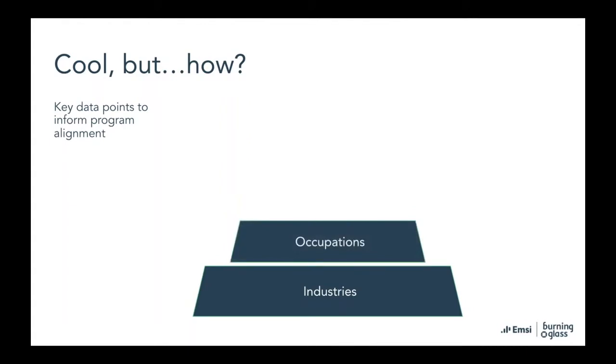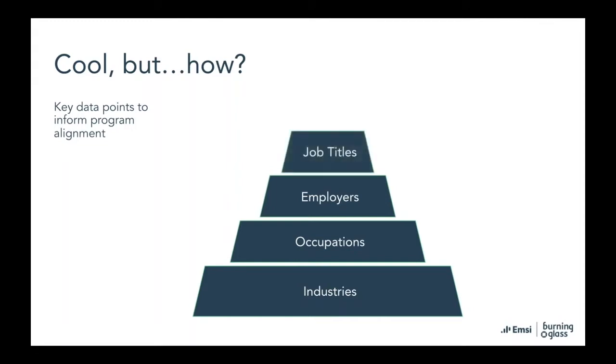industries. Those are tied to what are called SOC codes, Standard Occupation Classification. And then the next layer up is employers, who are the specific companies that are hiring for those occupations. Getting more specific, you can look at the specific job titles that those employers are hiring for. And then on the very top, we have skills. And so these two down here, you can think of as traditional labor market information.